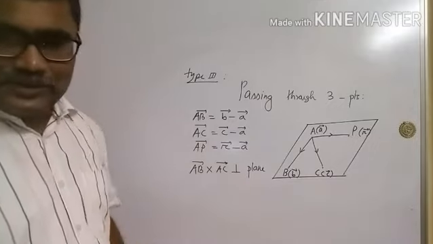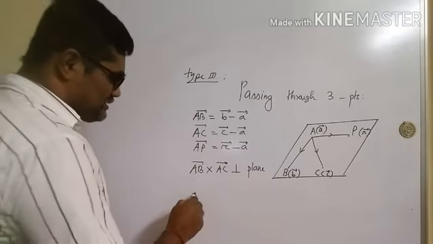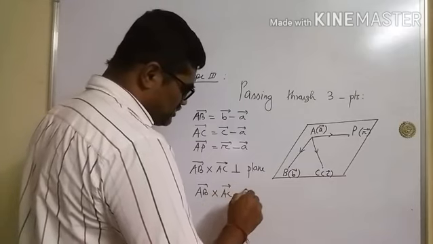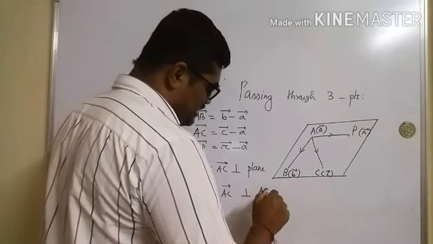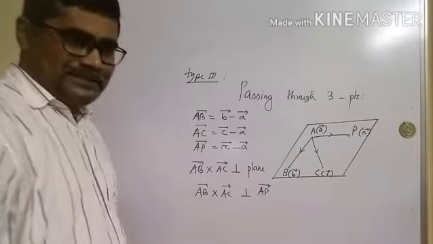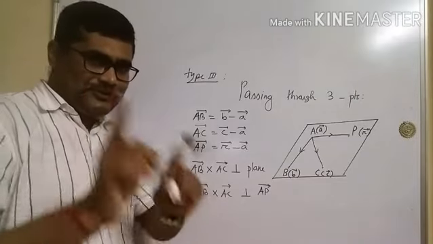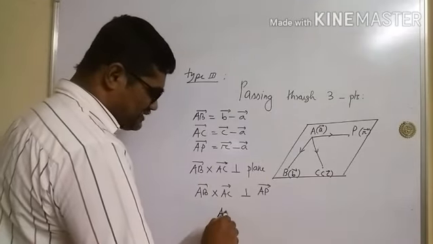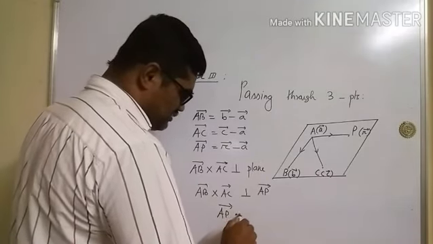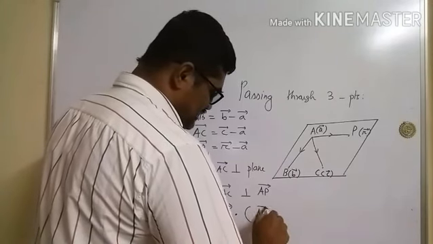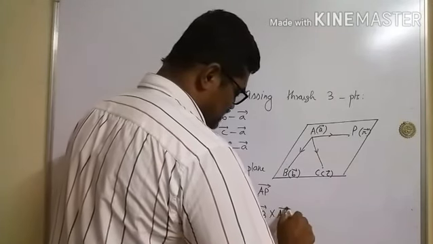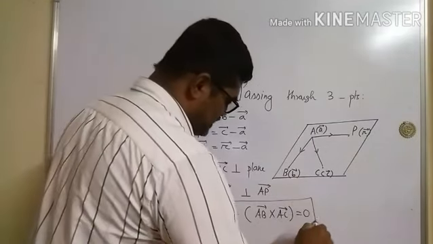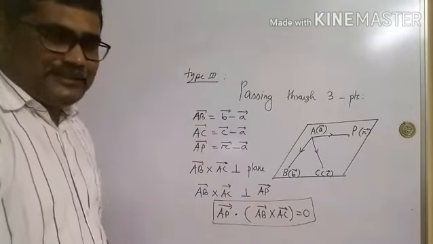I'm not writing more words, just showing you. If this particular cross product is perpendicular to the plane, in particular it is perpendicular to the directed line segment AP. What do you say about their dot product? 0, right? That's the definition, the deduction. Dot product 0, that is, AB cross AC dot AP equal to 0. So this is the required equation, right? I did not replace these values.